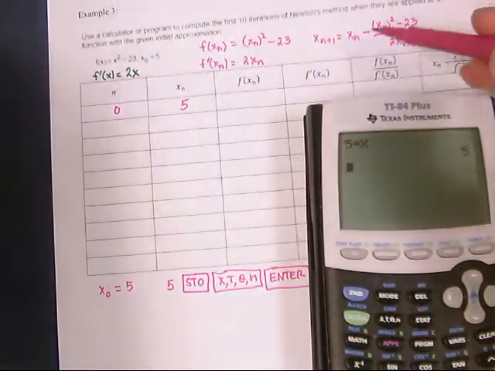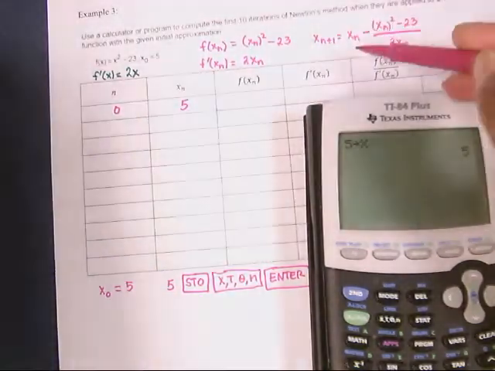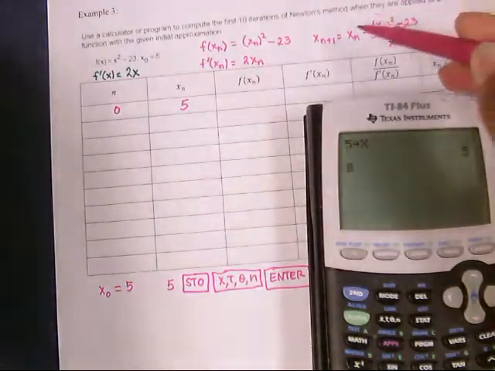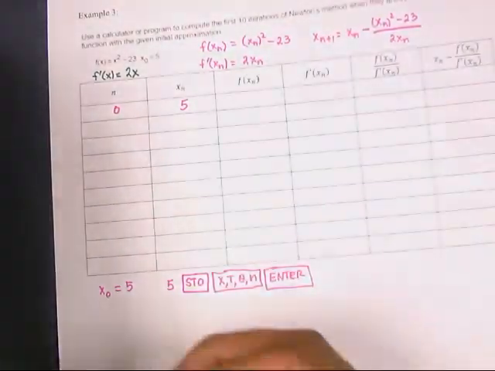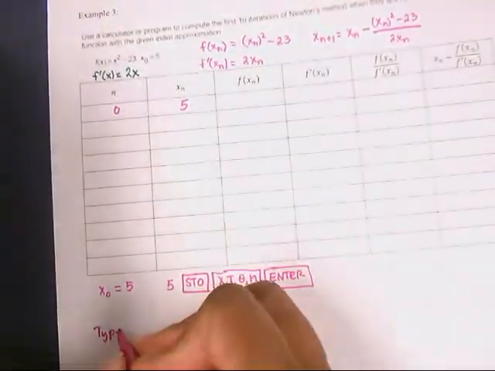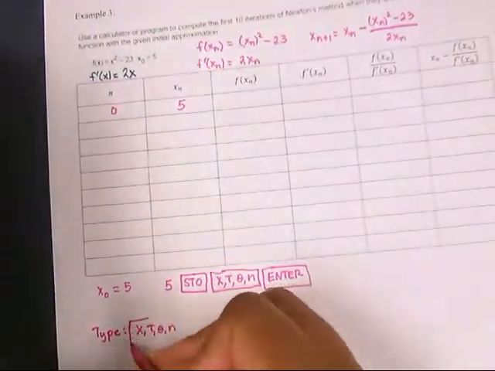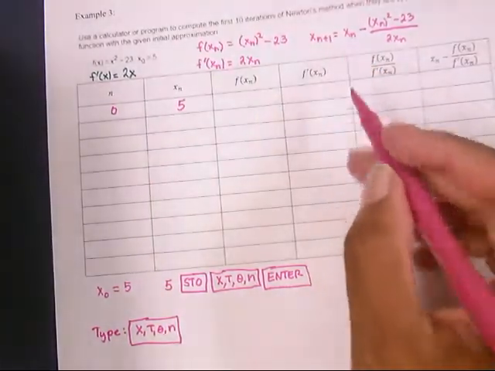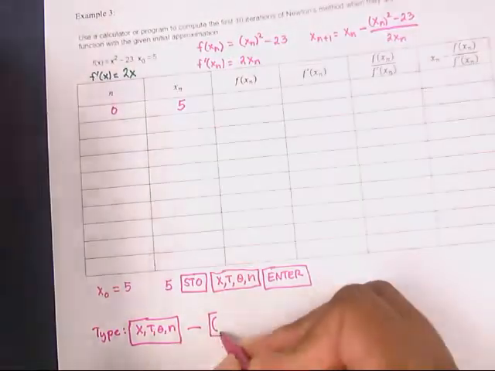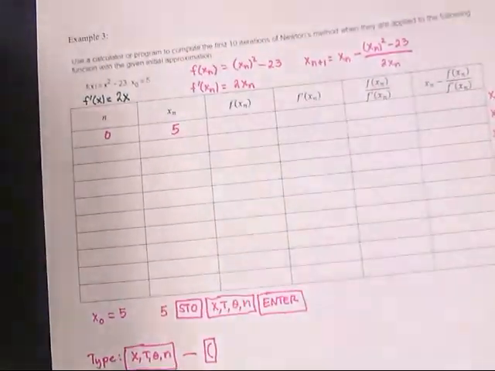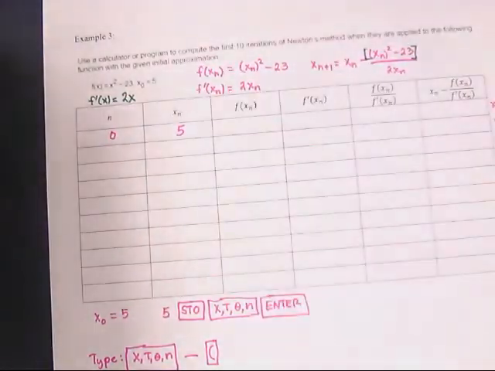All right, now the next thing I'm going to do here is type in this equation that's after x of n plus 1. But I'm going to treat those x of n's as x's. Okay? So for that formula, this is what you're going to type. You're going to press the X,T,theta,n button for the x. That's for this x right here. And then minus. And then I'm going to use the left parentheses key here because I'm going to put all of this in parentheses.